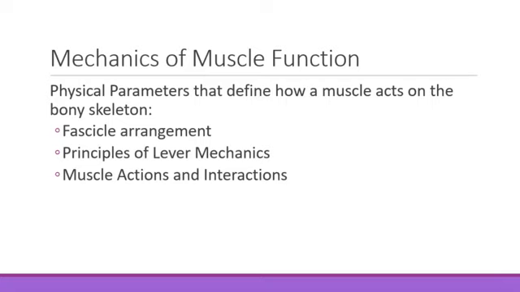We have lever mechanics. So muscles use levers to aid in the movement of objects, and we'll get into that in just a little bit. And then we have muscle actions as well as interactions. So muscles are classified into functional types. For every one type of muscle or muscle group that produces an action, there is another type or group that produces the opposite action.